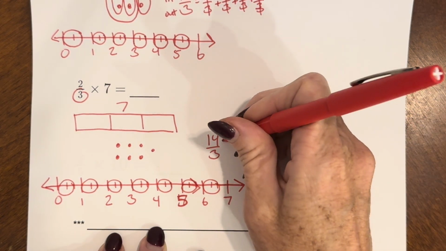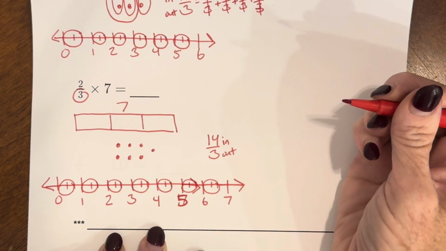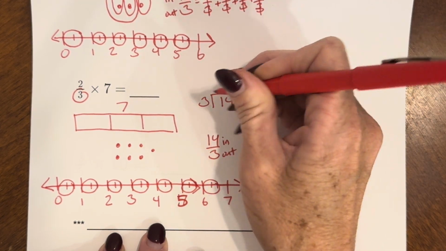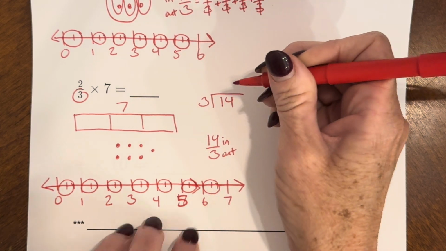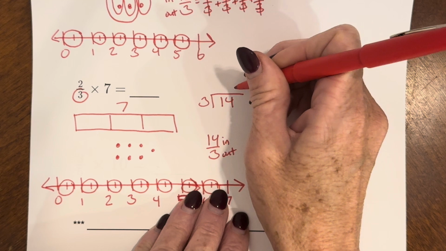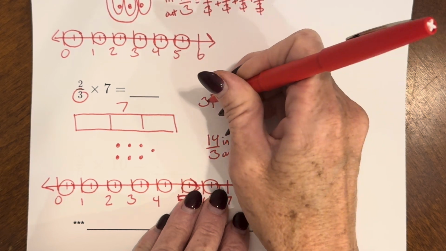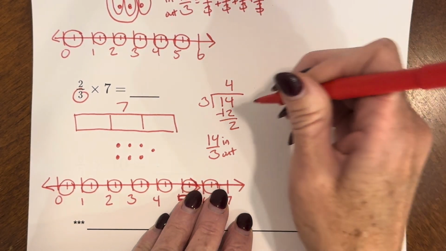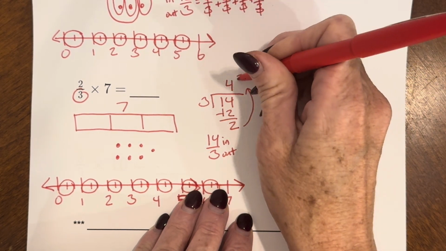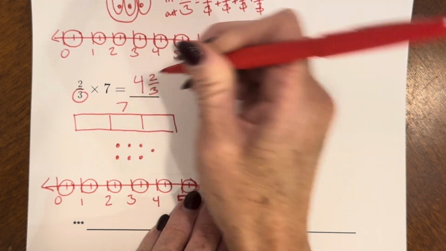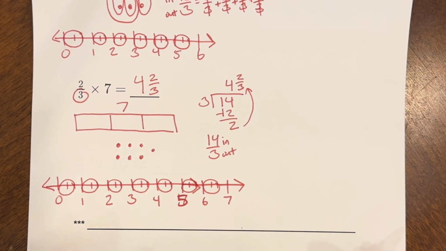So I'm going to use division to help me make this into a proper mixed number. Well, 14 divided into groups of 3, I could make not 5 groups, I wouldn't have enough, but I could make 4 groups of 3, which would be 12. So I would be left with 2 left. So my answer is 4 2/3. Okay, so let's do some of these together.